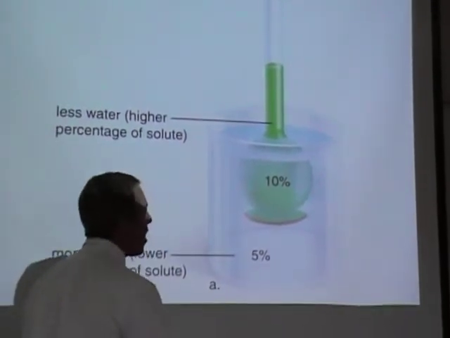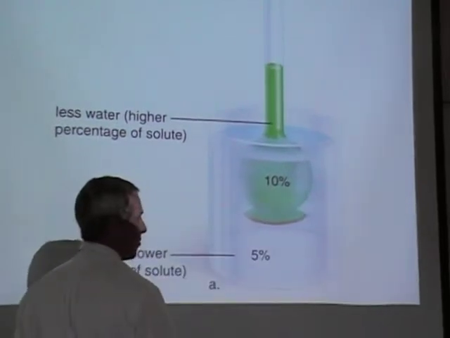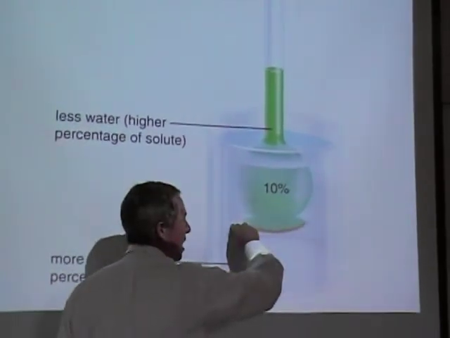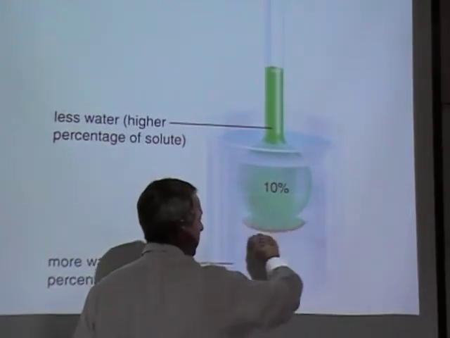And now what we've done here is we've taken, this is a tube by the way, it's called a thistle tube. And we've taken a membrane and we've stretched it over the bottom of the thistle tube here.